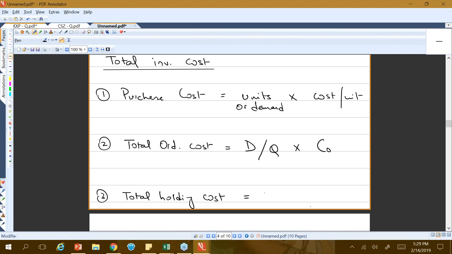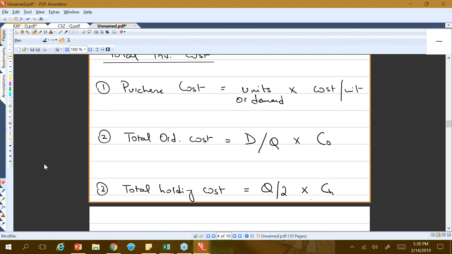And then the total holding cost is Q, the quantity that you order, over 2 into CH. So we take an average quantity that we order, because sometimes we order more, sometimes we order less. So the average quantity that we order into the CH, which is the holding cost per unit per annum. Again, these three calculations are vital as you will be using them. So Q is the quantity to order, which could be your EOQ.